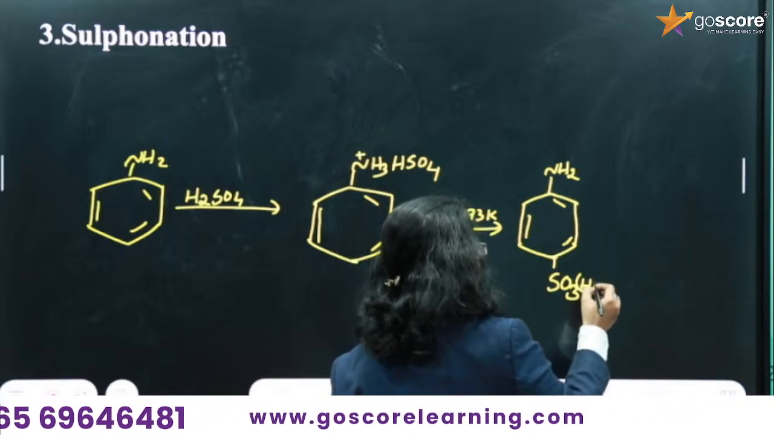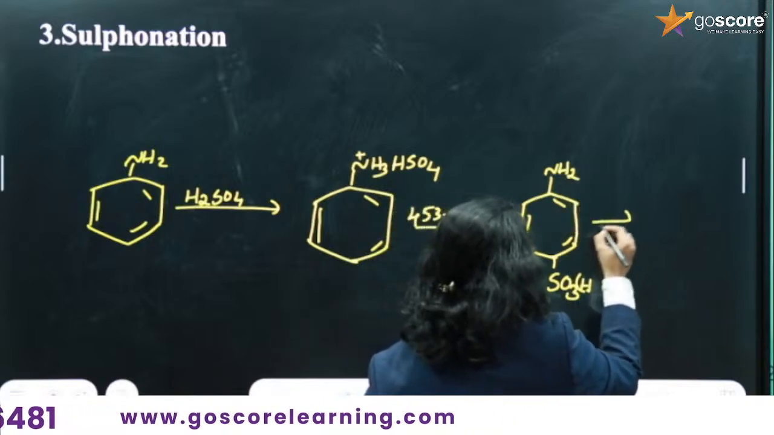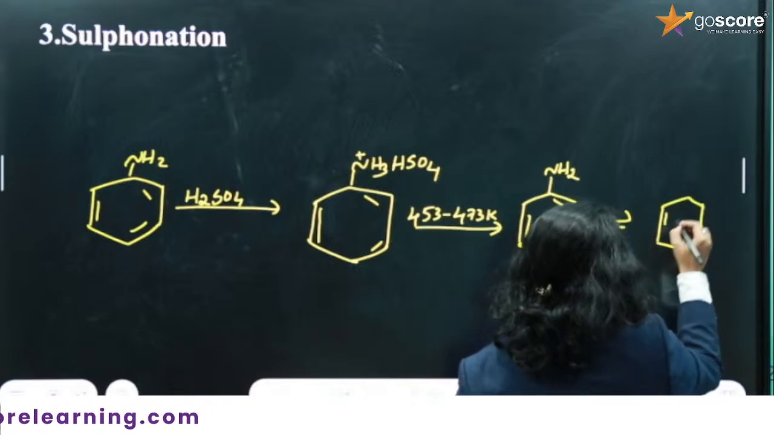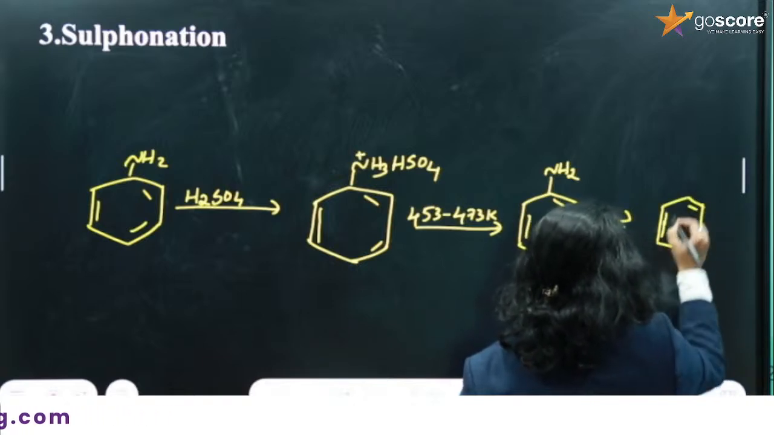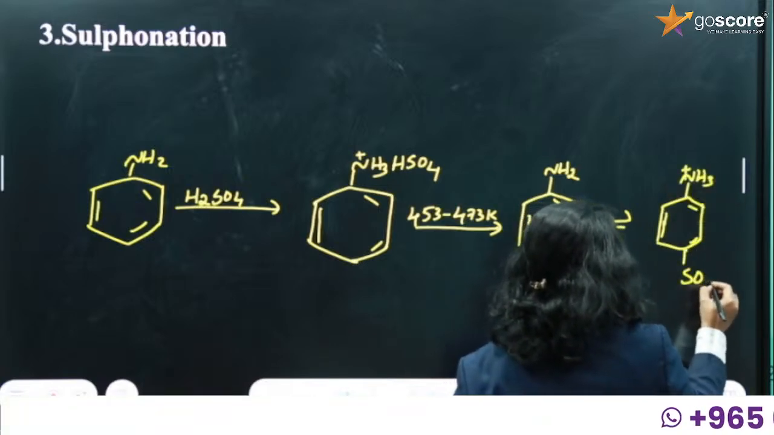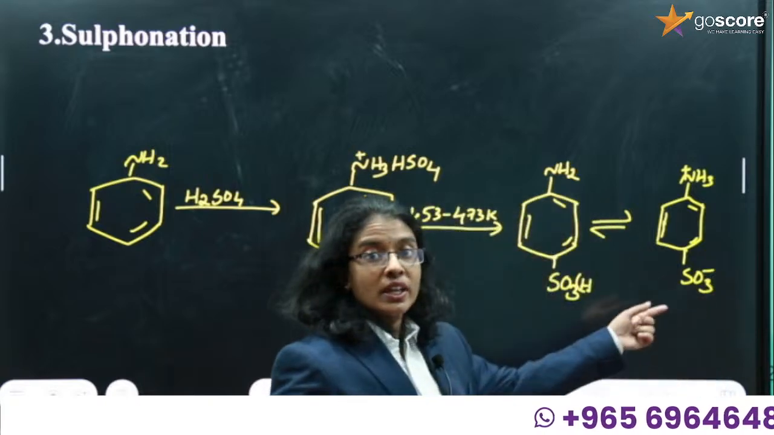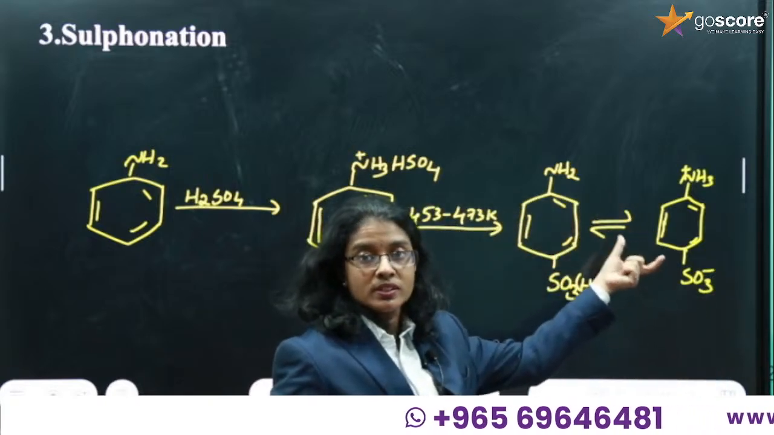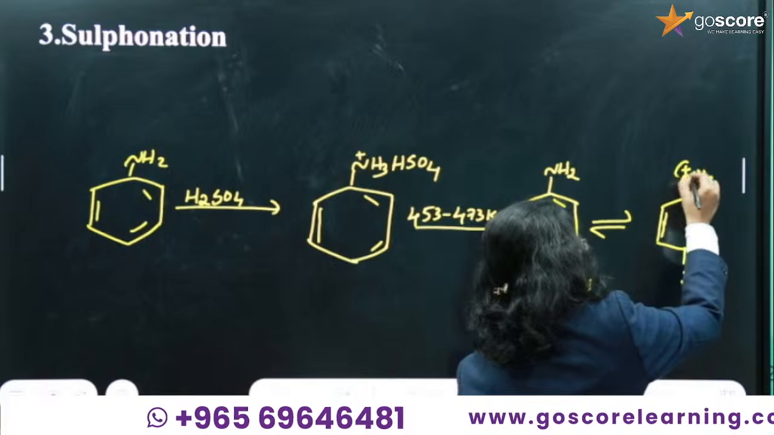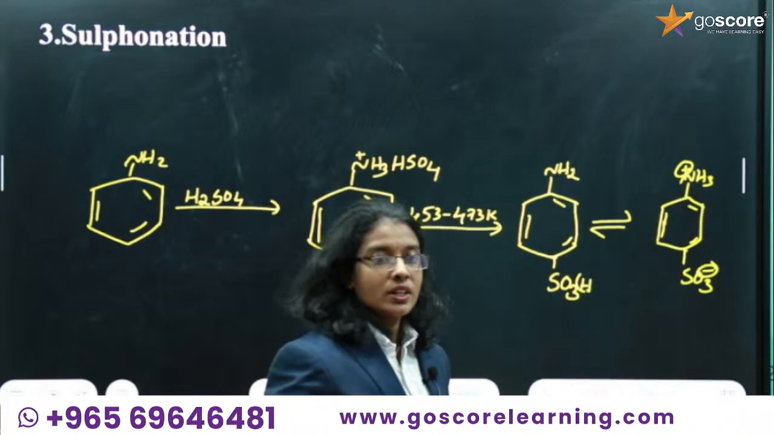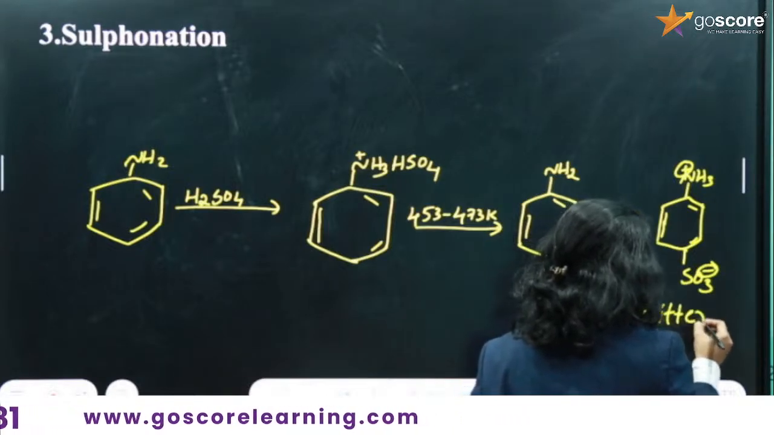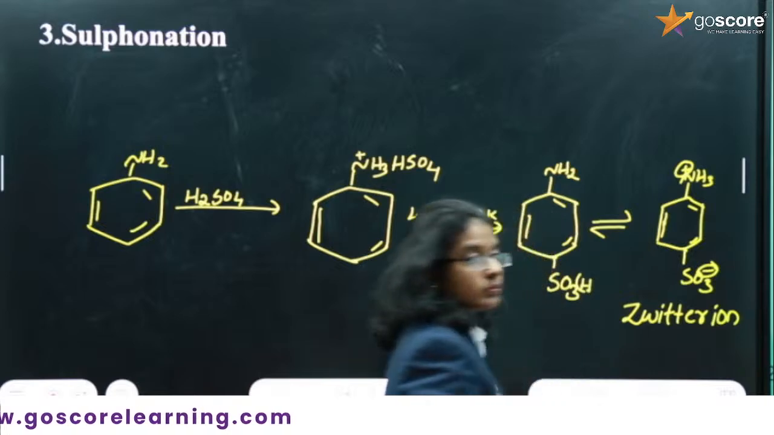So from here, this proton will be transferred to the nitrogen, then you will get NH3 plus, SO3 minus. So you can see negative and positive charge on the same compound. So if there is positive and negative charge on the same compound, it is called Zwitter ion. Is it clear?